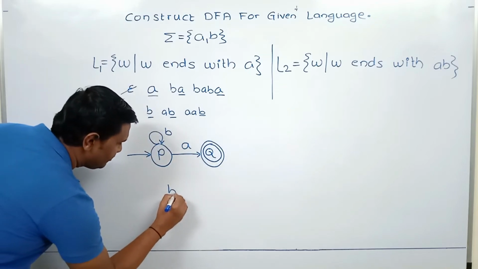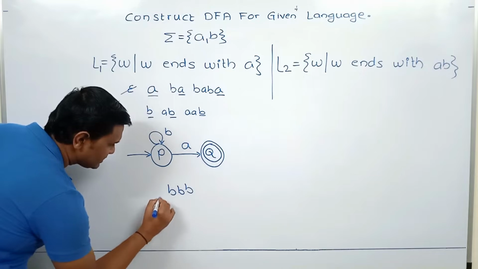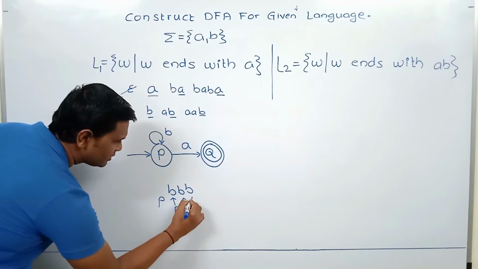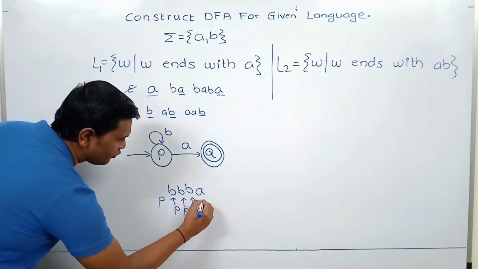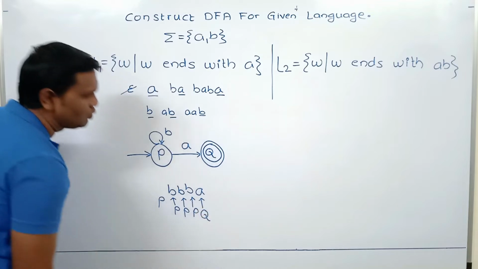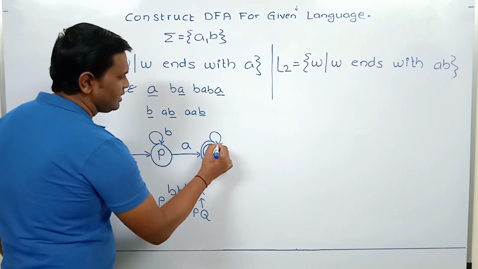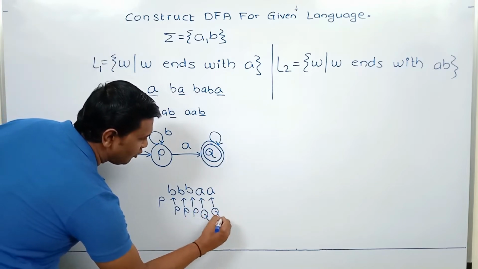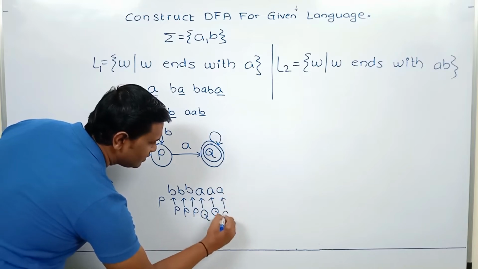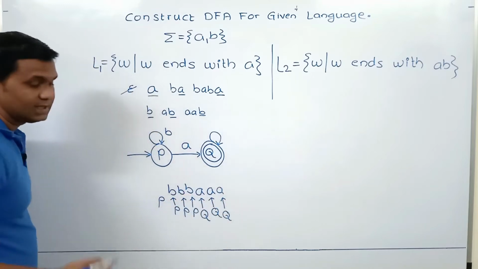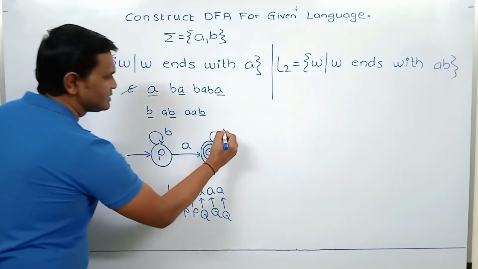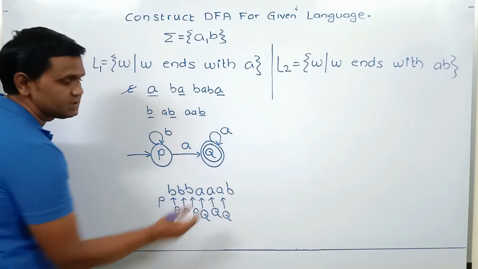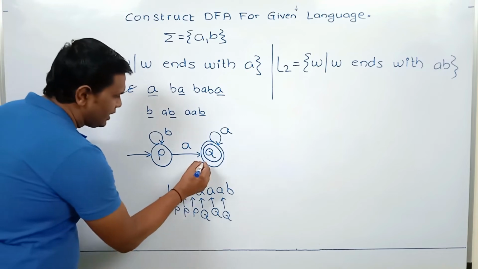So if we consider the string B, the processing starts in P. Here it remains in P, here it remains in P, here also it remains in P. Now if you find A, we go to state Q. Now as long as A's are coming, the last one symbol is A, so we should remain in the final state. Now what if B comes? If B comes, the last one symbol is not A, so we come back to state P.